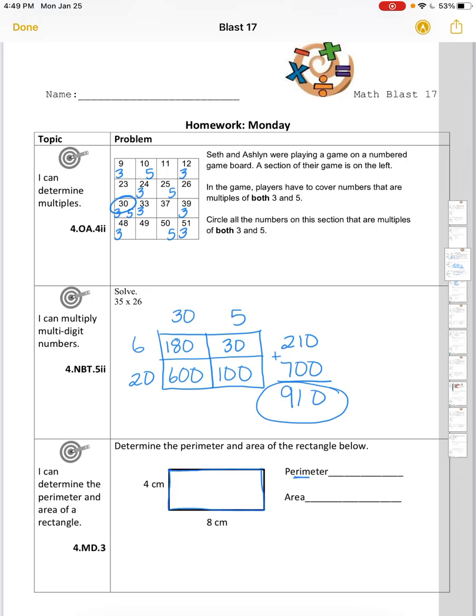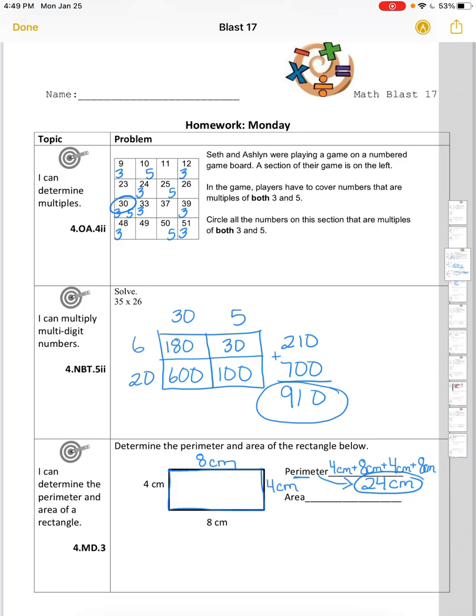So first off, I know one side is 4 centimeters and one side is 8 centimeters. In a rectangle, opposite sides are equal. So this side here on the right is also going to be 4 centimeters, and the side here at the top is going to be 8 centimeters. Now I will go all the way around the rim, adding my measurements. I have 4 centimeters plus 8 centimeters plus 4 centimeters plus 8 centimeters. And so when I add all of those up, I get 24 centimeters. So that's my perimeter.